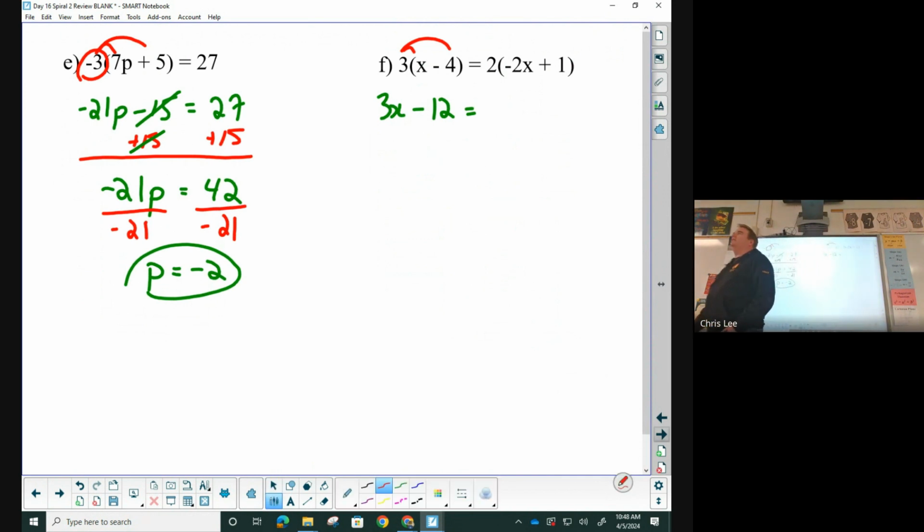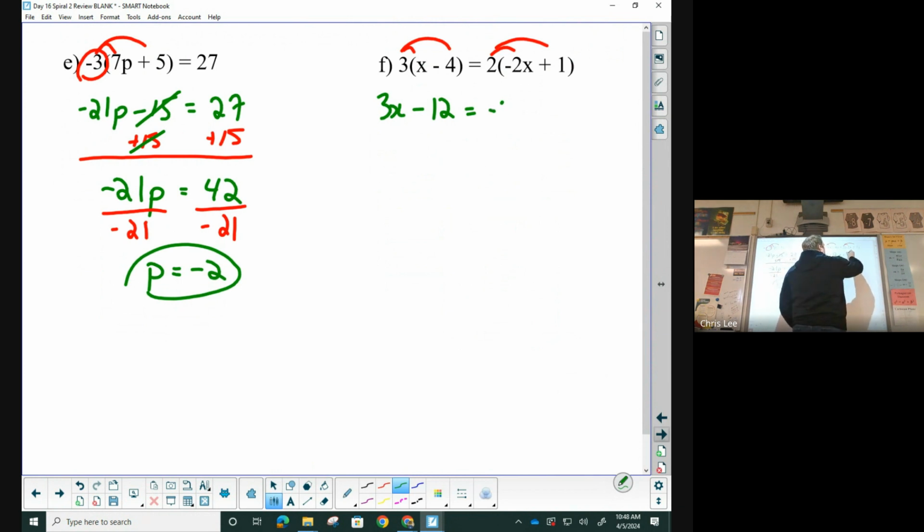What am I rainbowing in the second one? 2 times -2x. Oh, there you have 4 plus 2, -4x. How come it's not -2? Because it's a positive times a positive. Right. How come this one's a minus though? It's a positive times a negative.